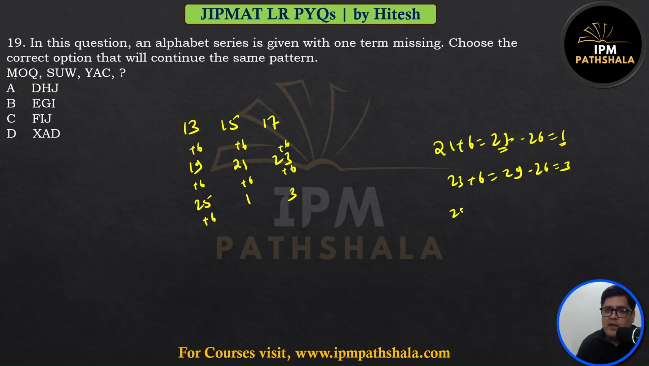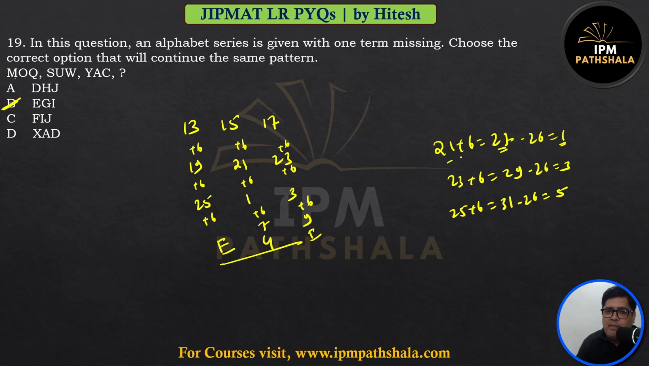It will become 25 plus 6, 31. Can I cross 26? No. I'll come back to 5. I'll add 6. So 7. 7 is G. 9. 9 is I. E, G, I.